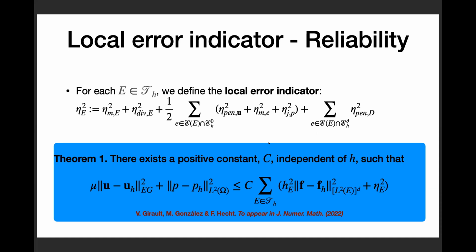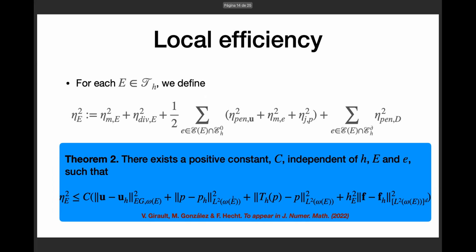So we prove that eta can be used as a reliable a posteriori error indicator to measure the error both in the velocity and the pressure, which is given by this upper bound of the error. And using the localization technique with bubble functions, we also prove that this a posteriori error indicator is locally efficient. Here in this bound, omega_E is the union of all those elements that share at least one edge or face with the element E.